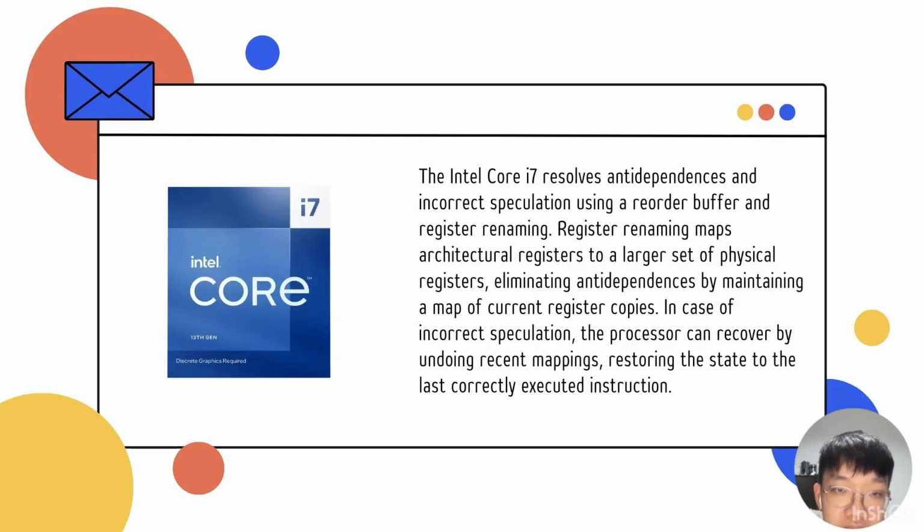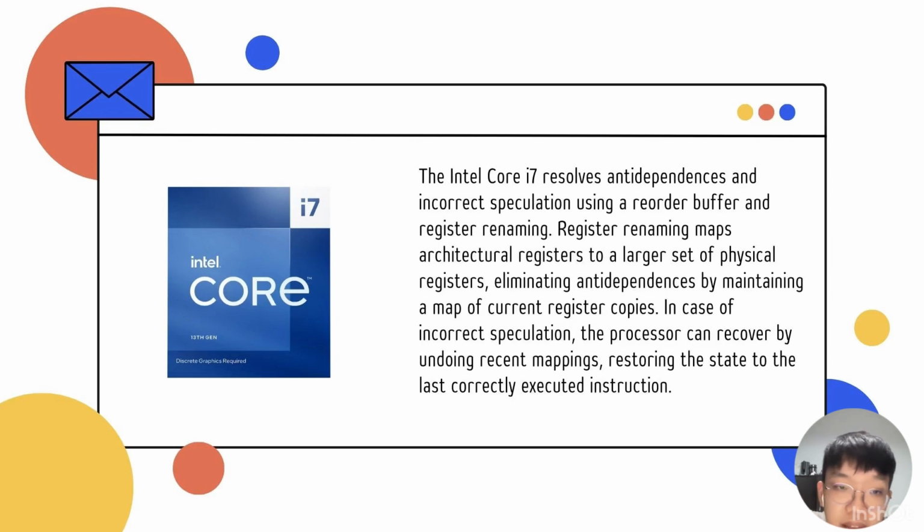The Intel Core i7 uses a scheme for resolving anti-dependences and incorrect speculation that uses a reorder buffer together with register renaming. Register renaming explicitly renames the architectural registers in a processor to a larger set of physical registers. So the Core i7 uses register renaming to remove anti-dependences. Register renaming requires the processor to maintain a map between the architectural registers and the physical registers, indicating which physical register is the most current copy of an architectural register.